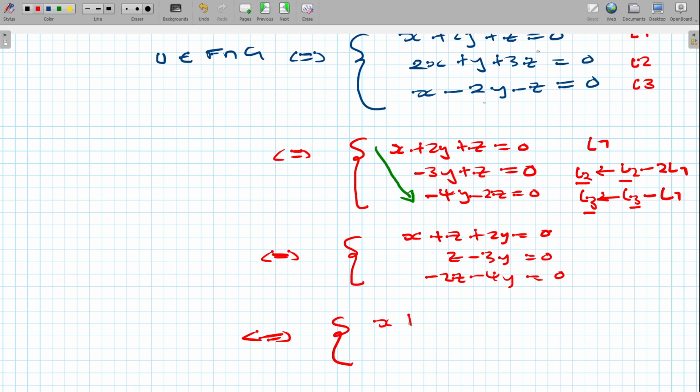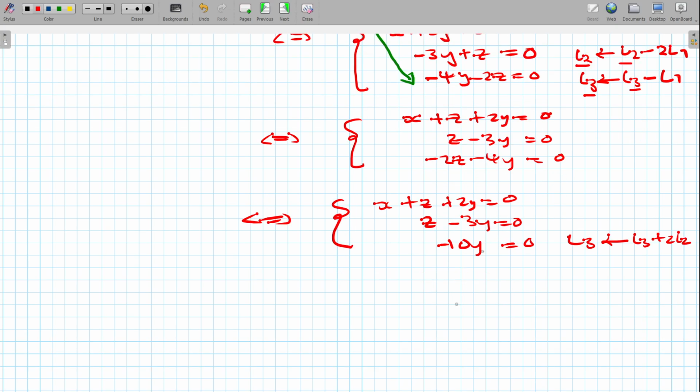So x plus z plus 2y is equal to 0, like so, and then z minus 3y is equal to 0. And then here we're going to get minus 10y if we perform that update that I said: la ligne 3 reçoit la ligne 3 plus 2 fois L2, like so. Now you can see that it's actually easy for us to find the value of y, because all we have to do here is to divide by minus 10 throughout. So this means that our y is equal to 0.